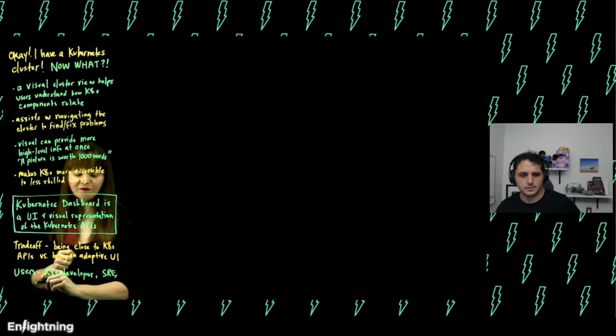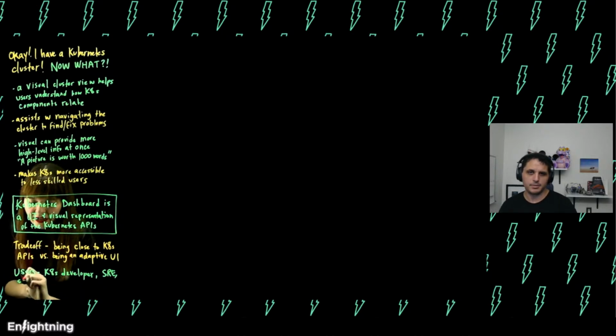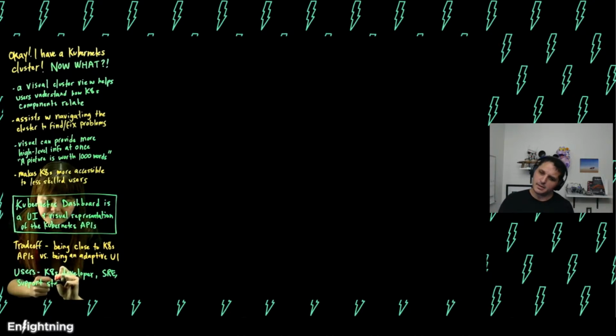Will you repeat them for me? Kubernetes developer, SRE. So you might have a developer, somebody in ops, an SRE. You could have a support person, somebody who might not be qualified as a full SRE, but isn't really on the app development team either.